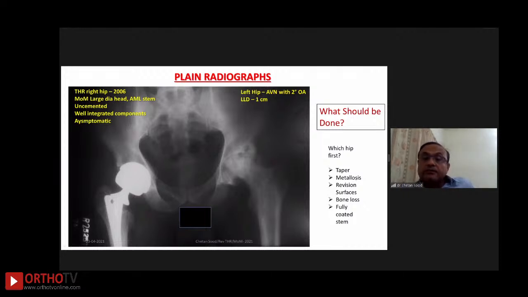And secondly, the revision surfaces. When we revise from a metal on metal, what hard surface should we use: metal on poly, ceramic on poly, or ceramic on ceramic? And what are we going to do if we have to remove the stem and there is trunnionosis, which was expected? The other big concern was a fully coated medullary locking stem, the AML, and it is known that it just fixes there. So these were our challenges.